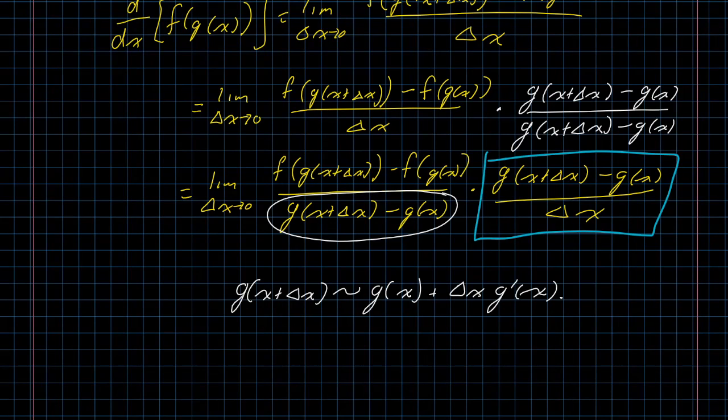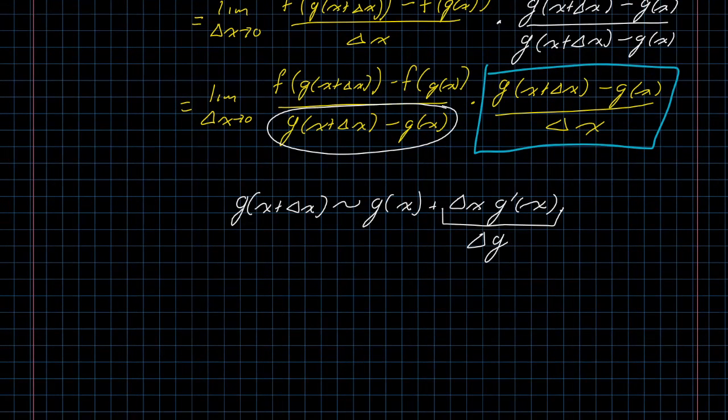And the reason that we want to think about it this way is that this bit right here, delta x times g prime of x, that's basically something we can call delta g. So g of x plus delta x is g of x plus a little bit more. And the smaller delta x gets, the smaller the delta g gets, and it will happen in proportion, the proportion being the derivative g prime.